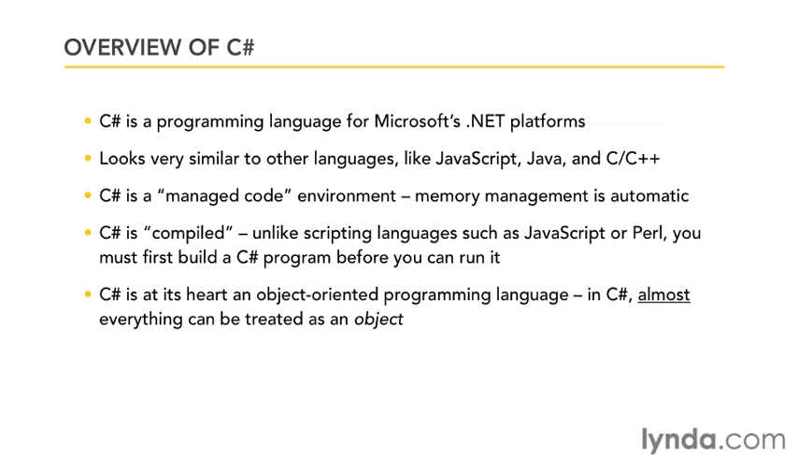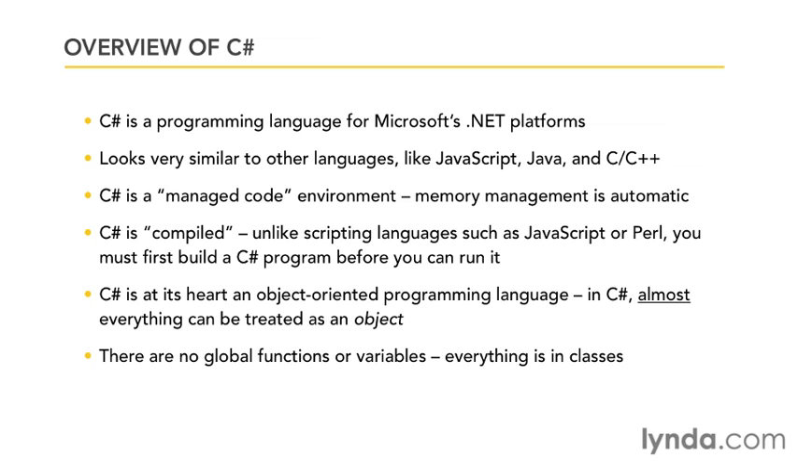Now, at its heart, C# is an object-oriented programming language. In C#, pretty much almost everything can be treated as an object. I've underlined the word almost there because there are a couple of esoteric cases where not everything is an object. But for our purposes in this course, you can pretty much think that everything in C# is an object and can be treated that way. In fact, in C# there are no global functions or variables. Everything is in classes. And that might be different from other languages you might be familiar with, like JavaScript or C. But in C#, everything has to be inside of a class, and we'll come across that as we go further into the language.